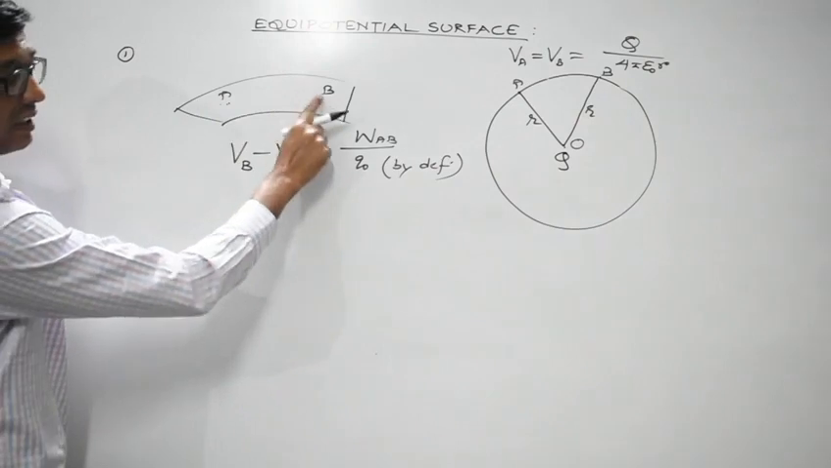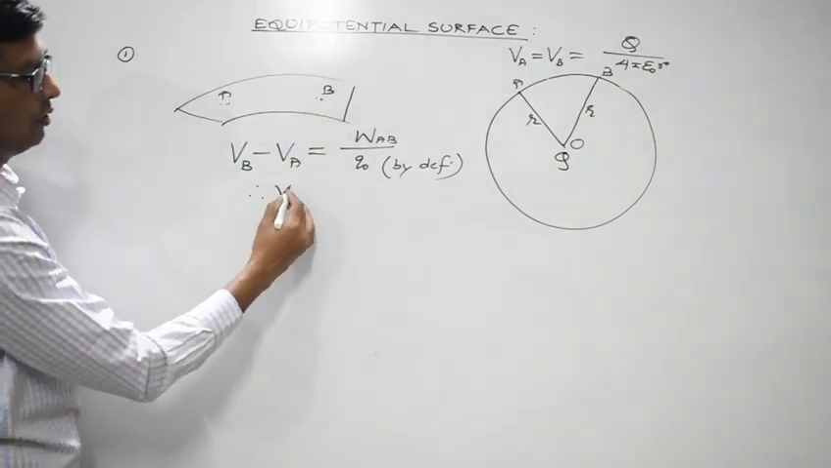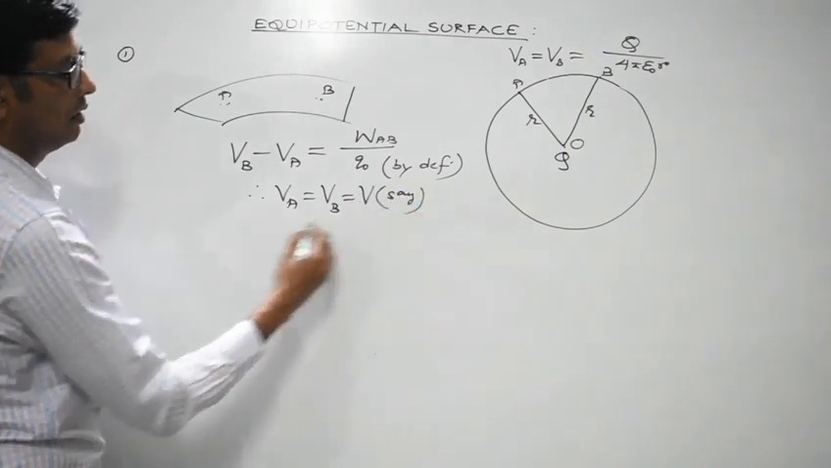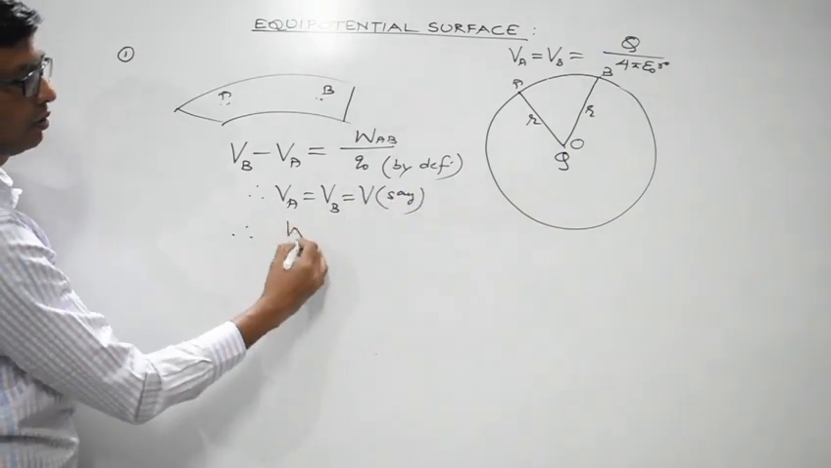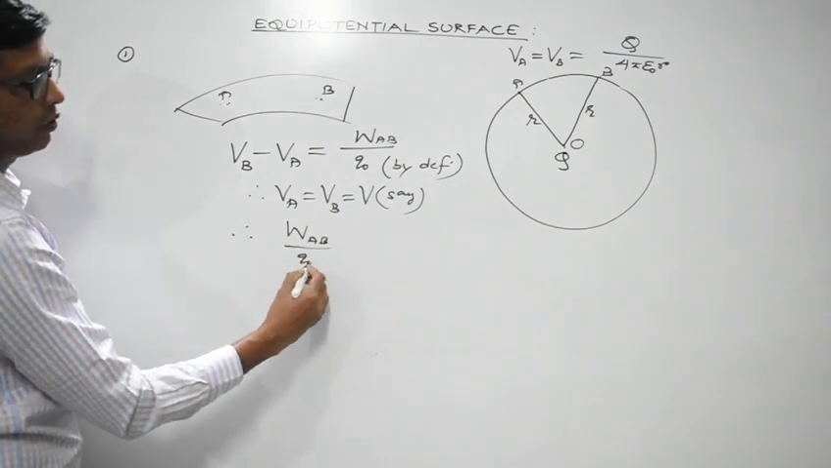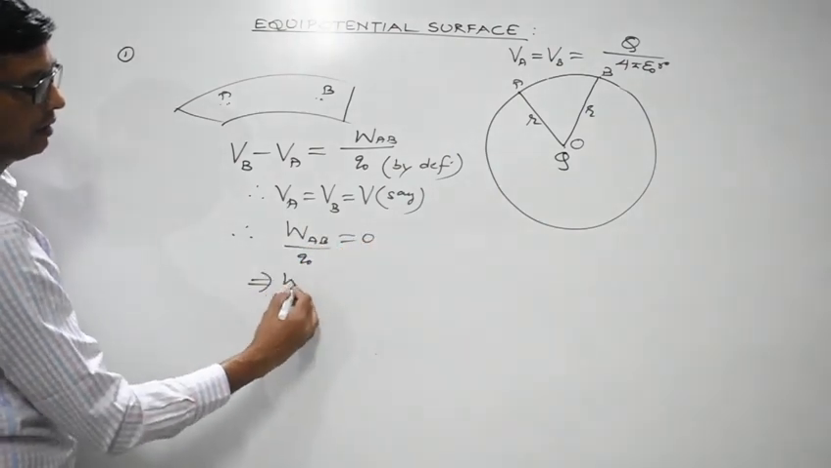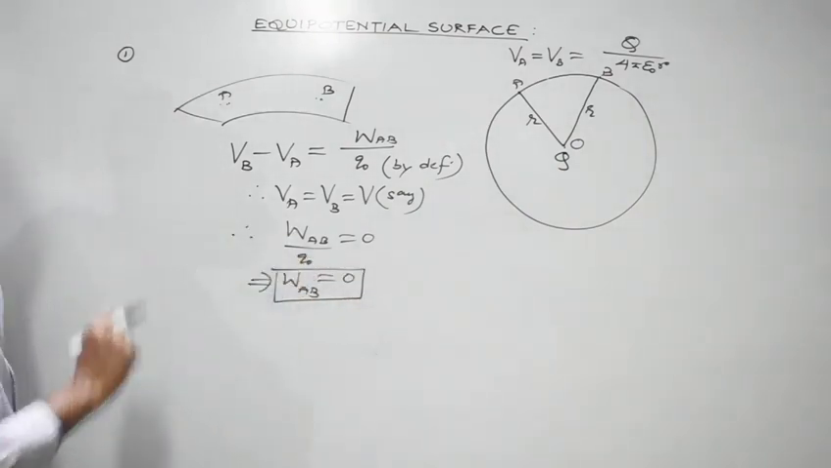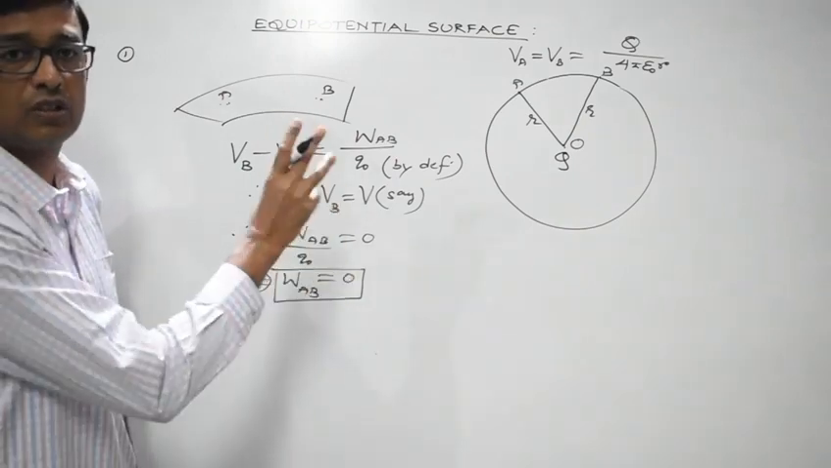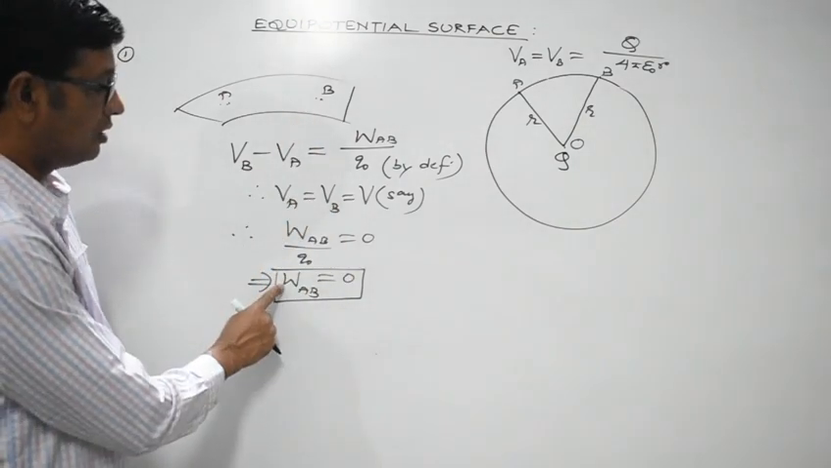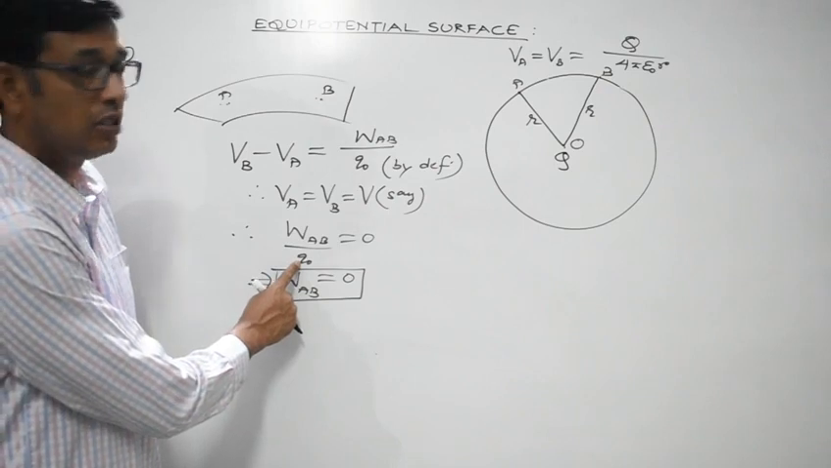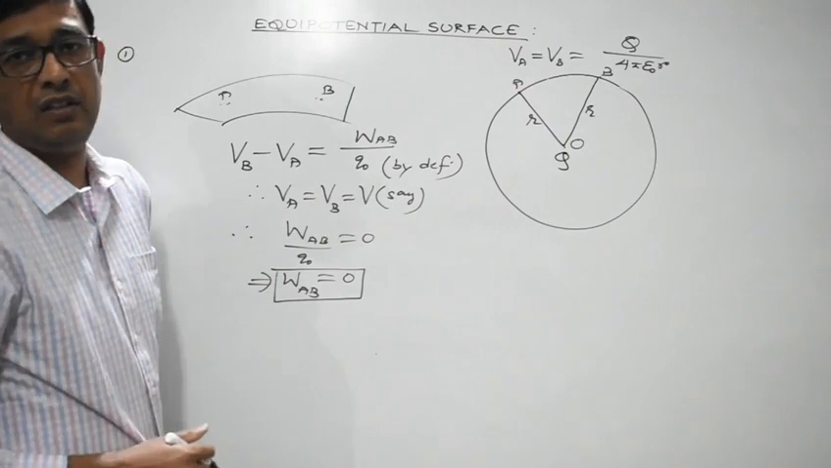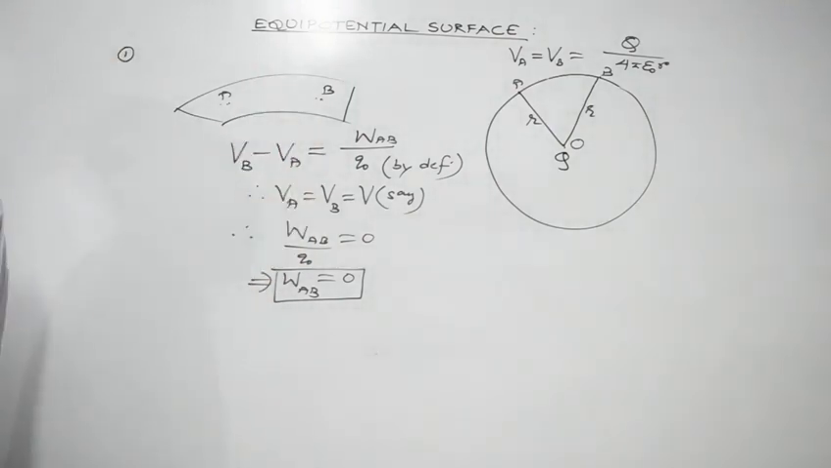Now since it is an equipotential surface, therefore VA is equal to VB is equal to V, say, it is constant. So therefore the potential difference becomes 0. So WAB divided by Q0 becomes 0, which implies that WAB is equal to 0. So that's the mathematical verification of the important property that the work done in moving a charge between 2 points on an equipotential surface is always 0. So that's the first important property.